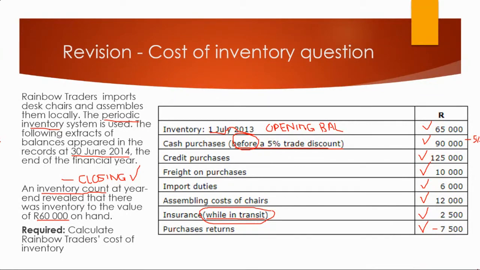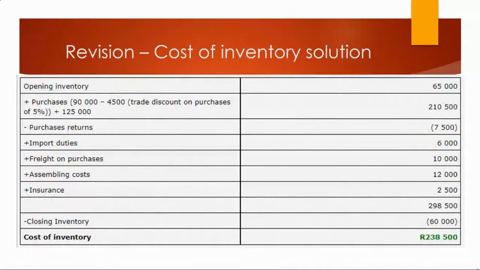Okay, so let's look at what your calculation should have looked like. You start with the opening inventory of 65,000. Then you've got your purchases, so it's the 90,000 less the 5% trade discount of 4,500 Rand. And then we add the cash purchases, to get to our total purchases amount. Then we deduct purchases returns.